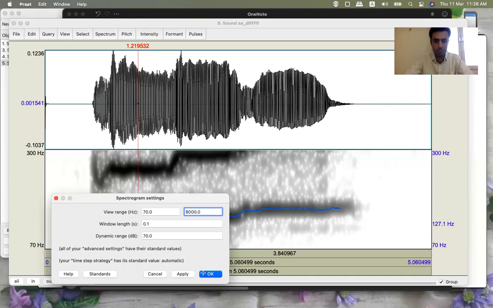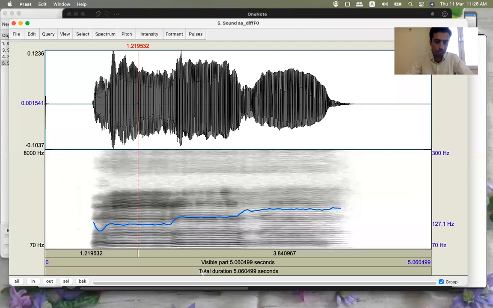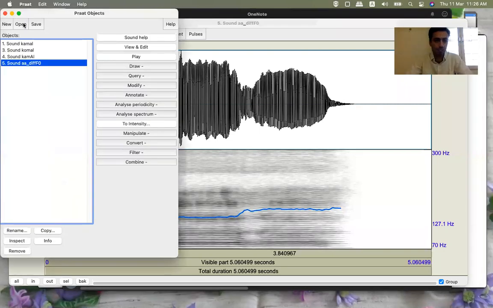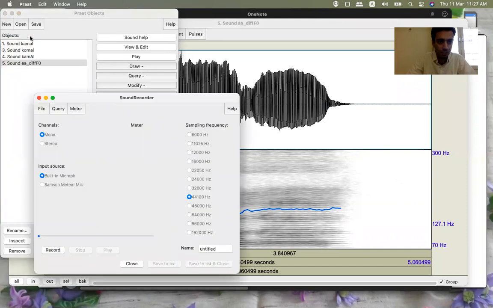What do I get? The structure is almost similar. To make it more clear, let me make another recording. New recording.